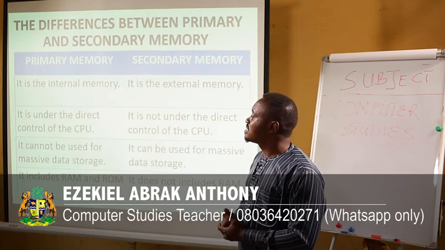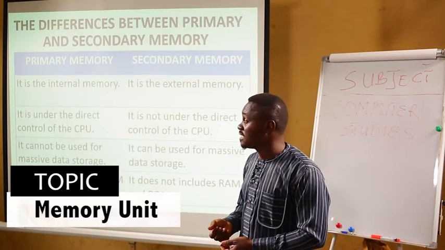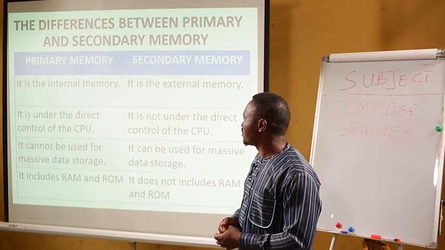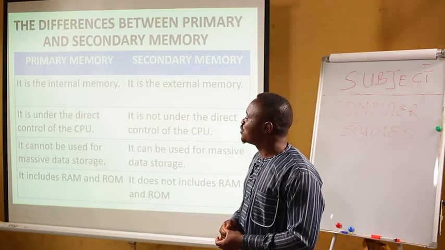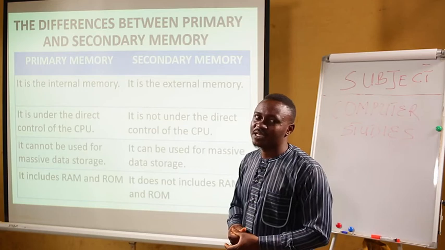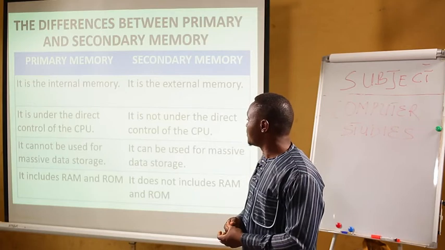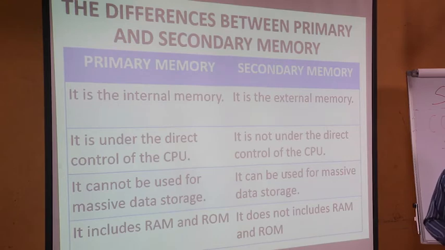The primary memory is under the direct control of the central processing unit, as earlier explained. But the secondary memory is not under the direct control of the central processing unit. The primary memory cannot be used for massive data storage. You cannot keep very large data in the primary memory. But the secondary memory can be used for massive data storage. The primary memory includes the RAM and the ROM. But the secondary memory, on the other hand, does not include the RAM and the ROM.